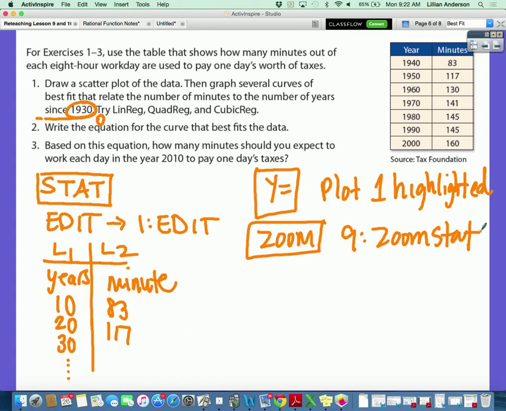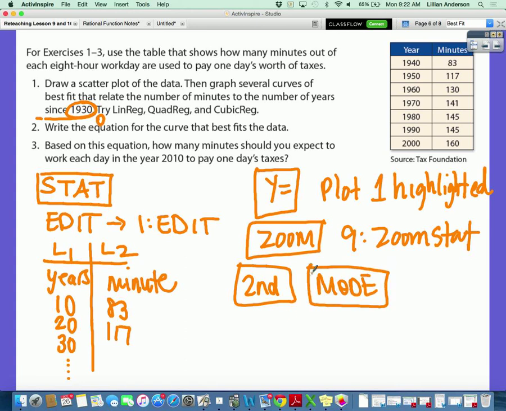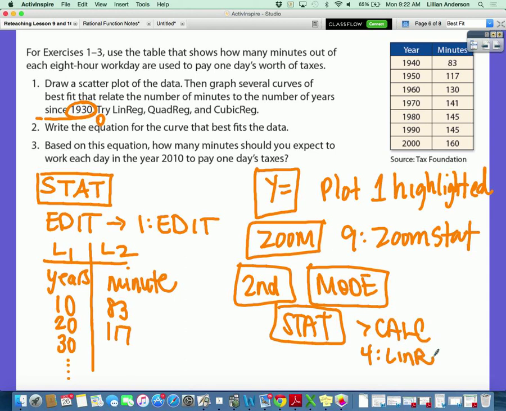How do I get these different types of equations? You hit second mode. Second mode, because I gotta get back to my home screen. Stat. You go, okay, wait, hold on. Then what? Calc. Go over to calc. Then you go down to the given. Where's Lin Reg at? What option number? 8. 4, 4. Where is quad reg at? 5. Where's cubic reg at? 6.